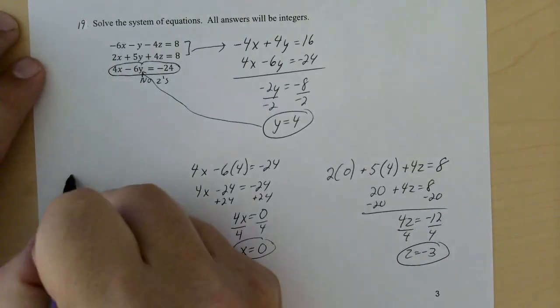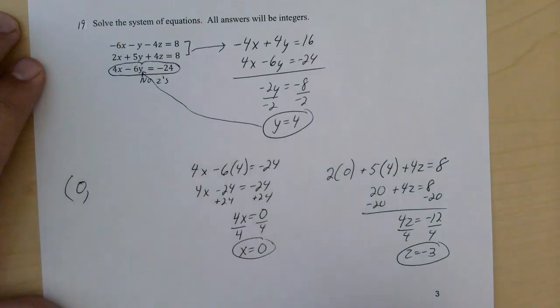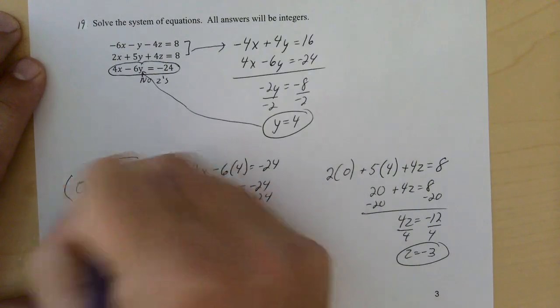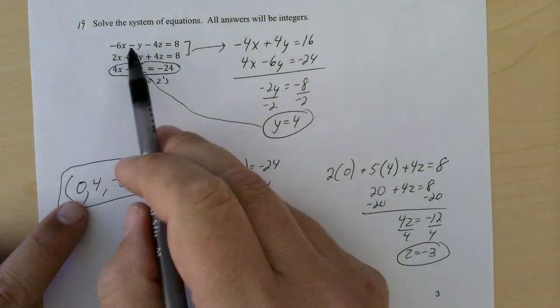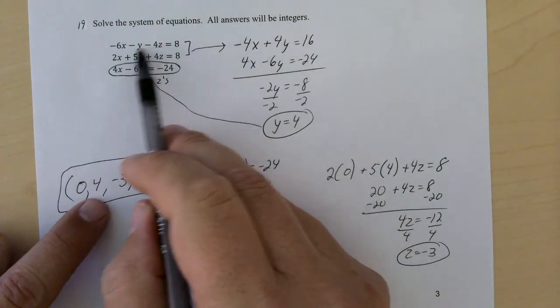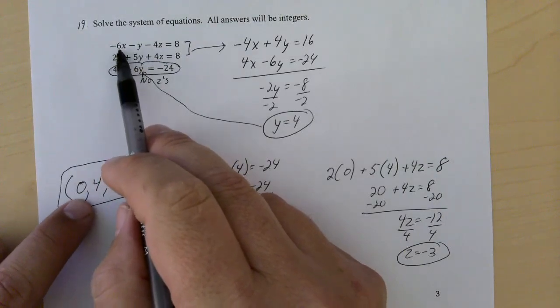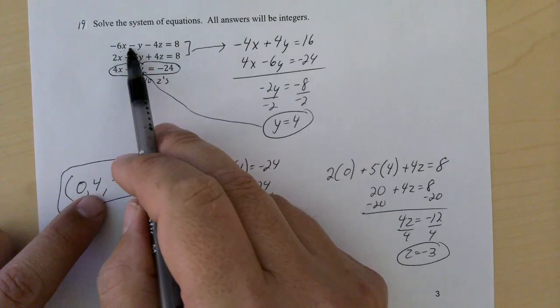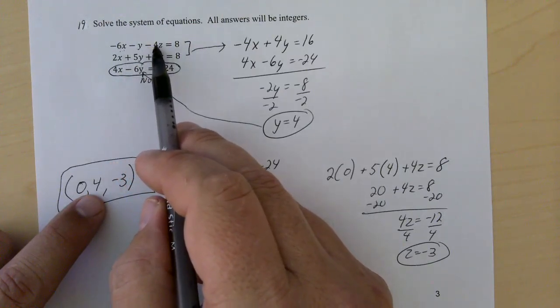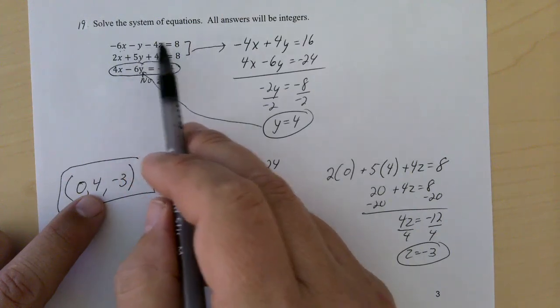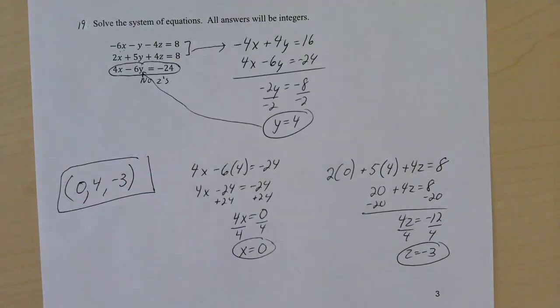Okay, putting everything together, write your x value first, then the y value, and finally the z value. And how you can quickly check: plug these numbers into the original, the top. Negative 6 times 0 is 0, minus 4, so it's negative 4, and then minus 4 times negative 3 is going to be a 12. So negative 4 plus 12 is indeed an 8. So I know this ordered triple satisfies all 3 equations.